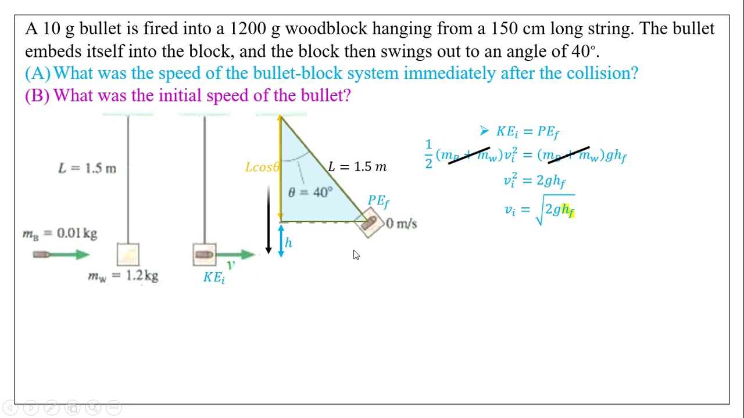Other than that, I know the whole entire length of the string is 1.5 meters, as indicated in the diagram. So from the pivot all the way to where the wooden block hangs is the length of L. Well, I just found the length of this right triangle here to be L cosine theta.